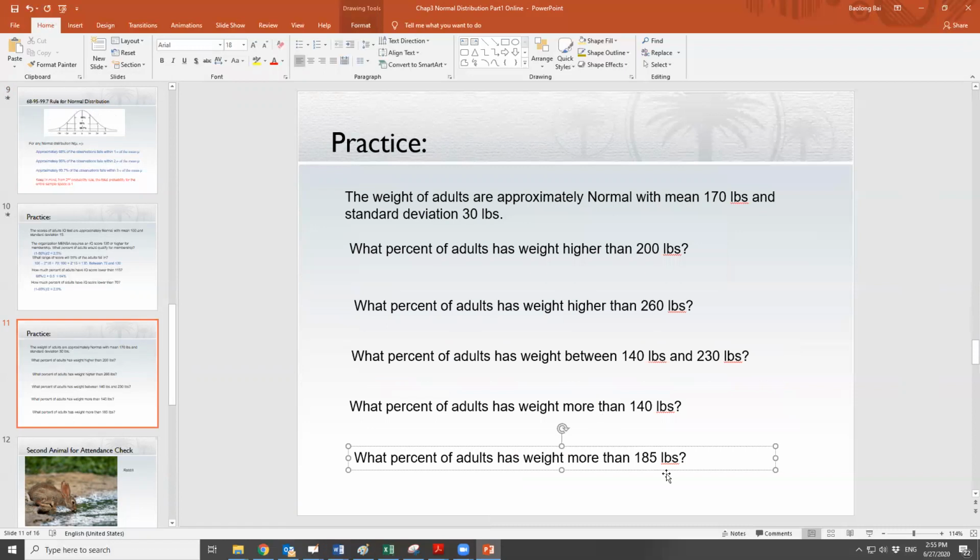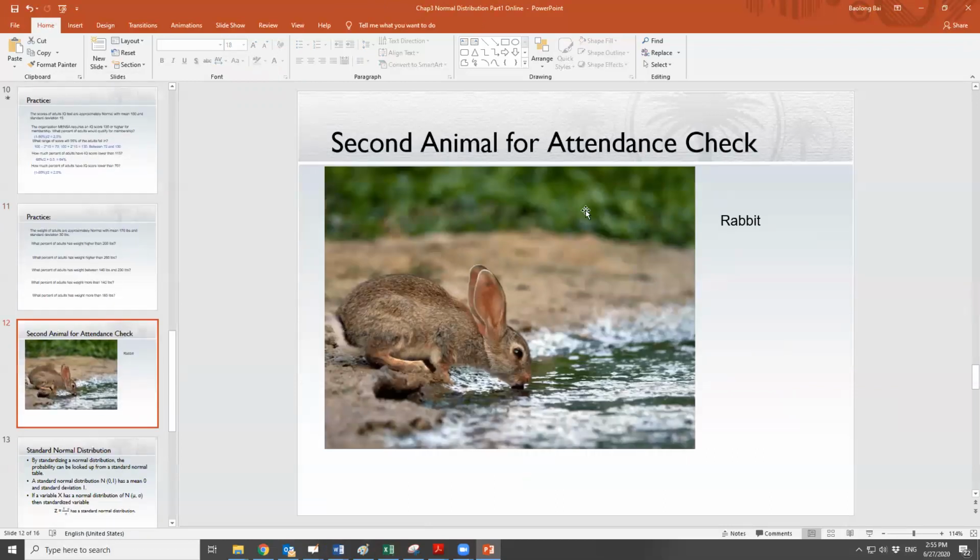But for the normal distribution, if you want to study it, we want to find the probability of any event we're interested in for that distribution. So we need to find another approach. And that's where we introduce the Z distribution, right? So we're going to go to the Z distribution now. So here is the second animal for attendance check. It's a rabbit.